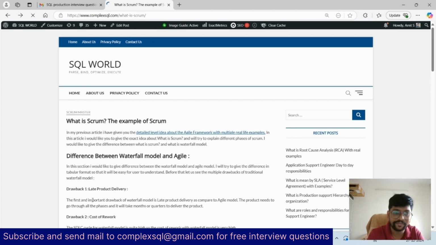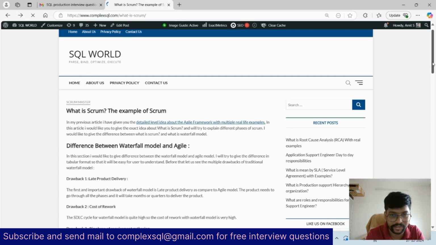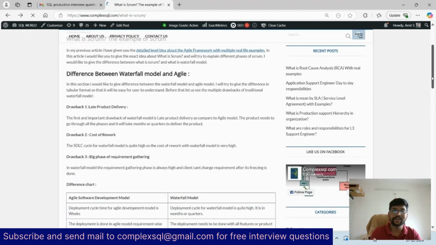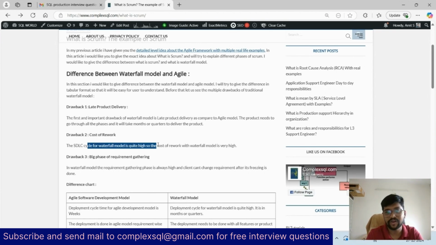First is late product delivery. The first and important drawback of the waterfall model is late product delivery as compared to the agile model. The product needs to go through all the phases and it takes months or quarters to deliver the actual product. But in agile, you can deliver small features and small functionalities on time. Second is cost of rework. Let's say in between that 1 year time span, if a new feature or new functionality comes, then it will cost more to implement that new functionality in between the work.